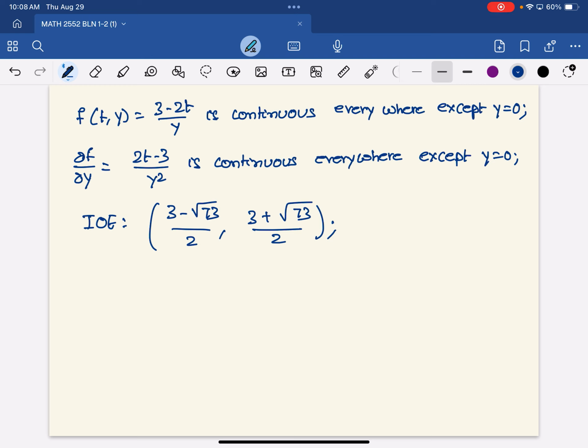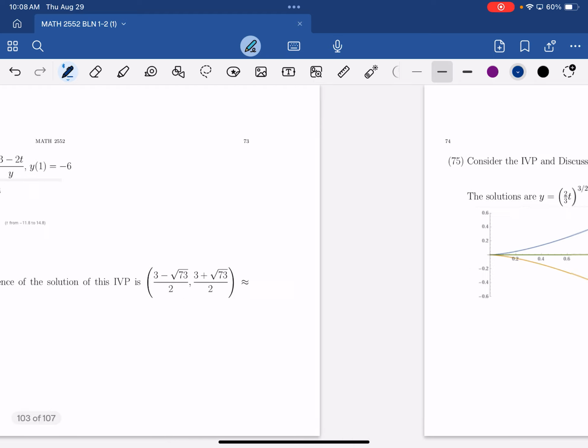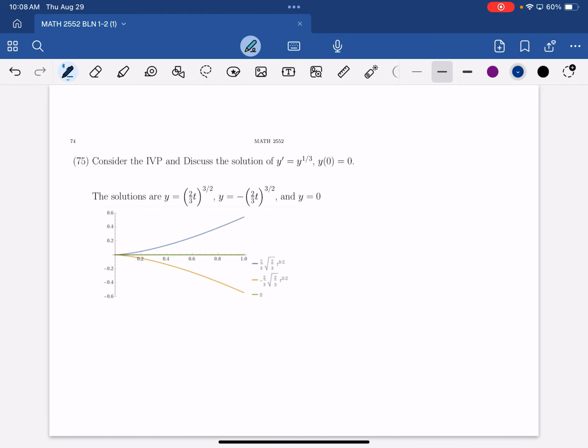Any questions? Okay. So that's what is demonstrated here anyway. Now let's look at the problem. y prime equals y to the 1/3, y of 0 equals 0. Right? Do you agree with me on that?